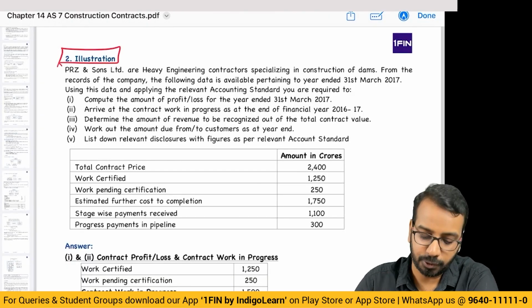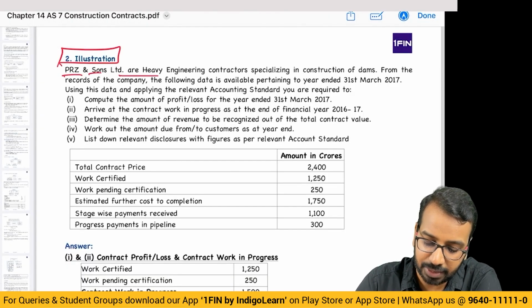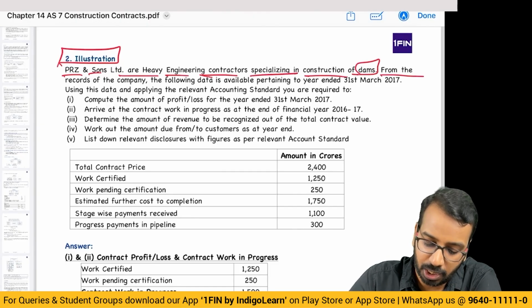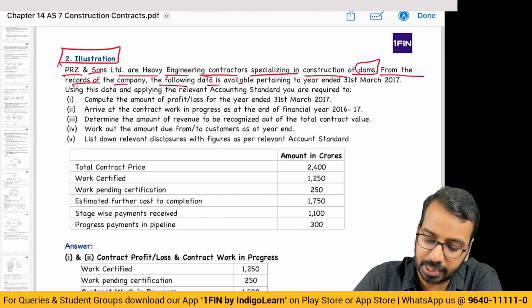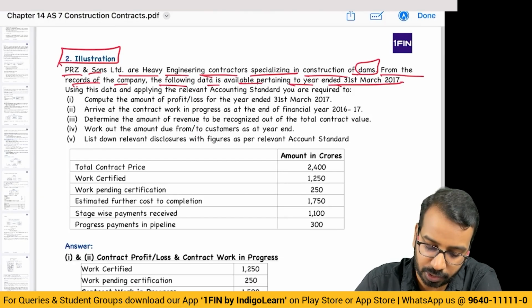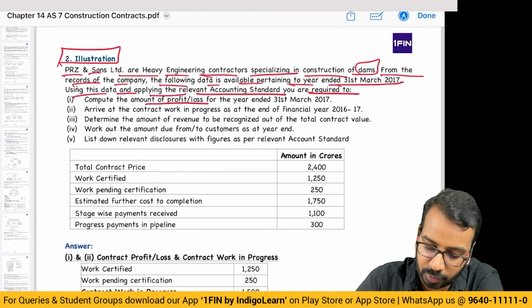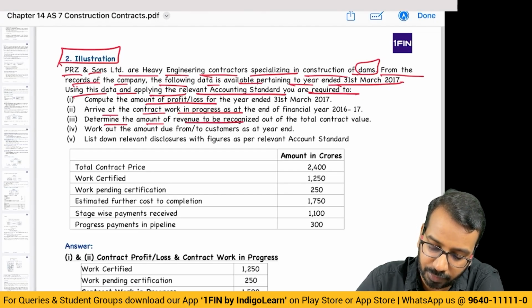Okay, so let's look at this question. PRZ and Sons are heavy engineering contractors specializing in construction of dams. From the records of the company, the following data is available pertaining to the year ended 31st March. Using this data, applying the relevant accounting standard, you are required to compute the amount of profit or loss, arrive at the contract work in progress, determine the amount of revenue, work out the amount due to customers, due from customers, and list down the relevant disclosures.